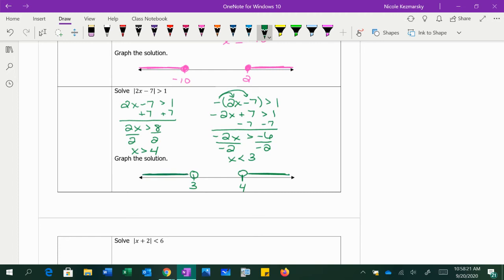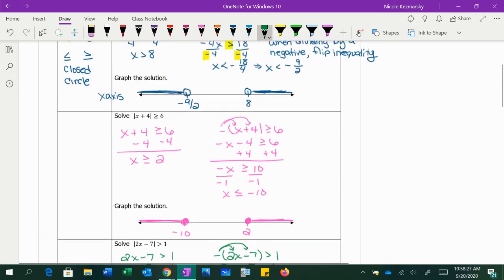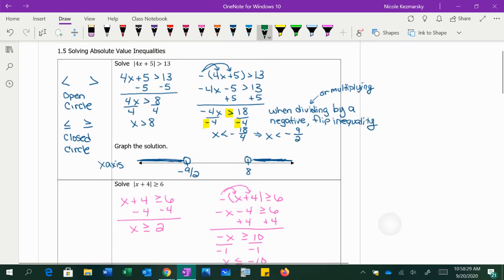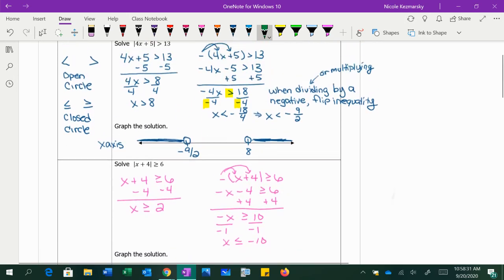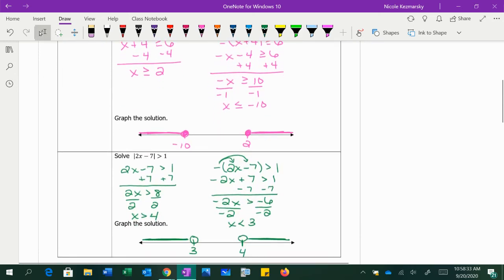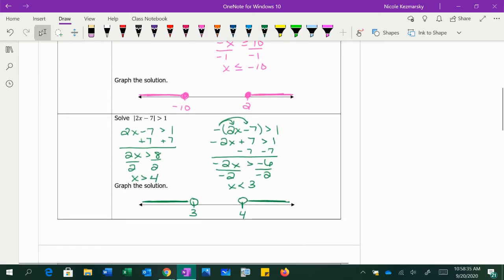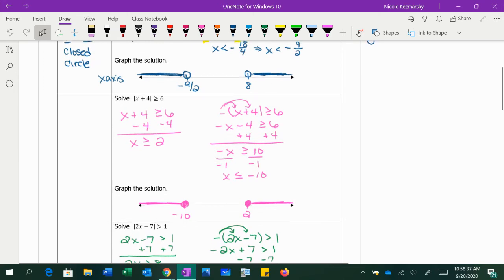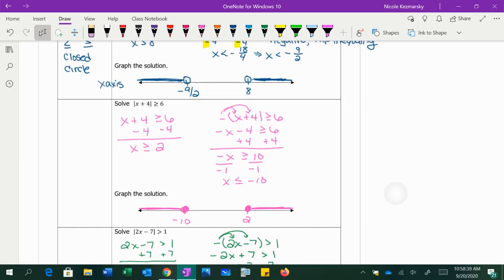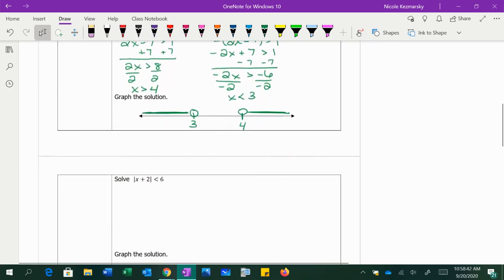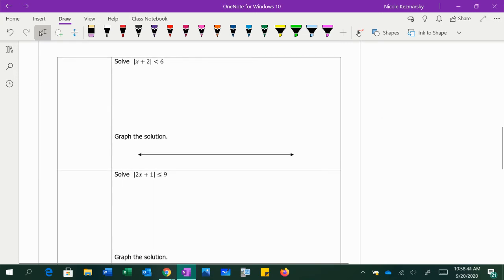Okay. So I put these 3 on the front page for a reason. All 3 of them are greater thans. One of them was a greater than or equal to, but all 3 of them are greater thans. And they all shaded in similar ways. They shaded away from their numbers, outside of their numbers. So what happens when we have less thans? And that's the next page.